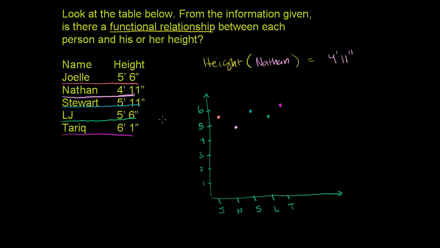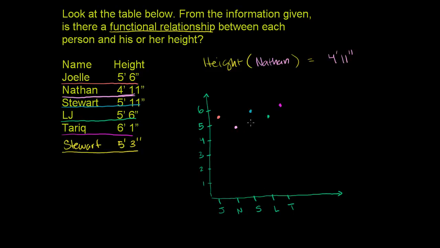Now, you might say, OK, well, isn't everything a functional relationship? No. If the table was like this, and I also wrote that Stuart is 5'3", then we would no longer have a functional relationship, because for the input of Stuart, we would have two different values. If we were to graph this, we have Stuart here at 5'11", and then all of a sudden, we would also have Stuart at 5'3".